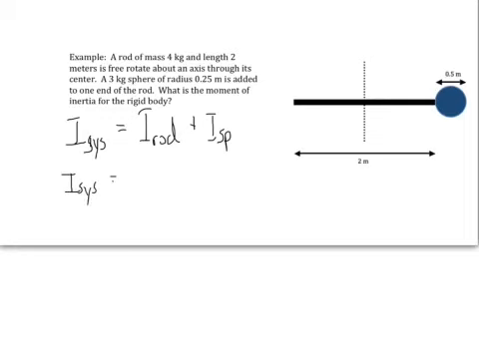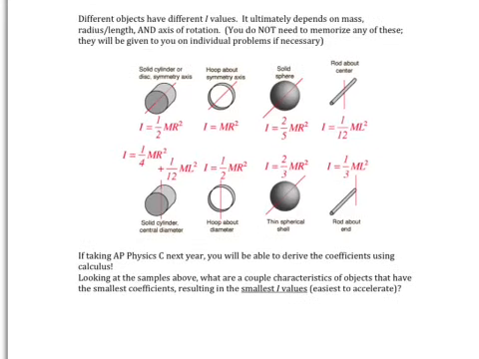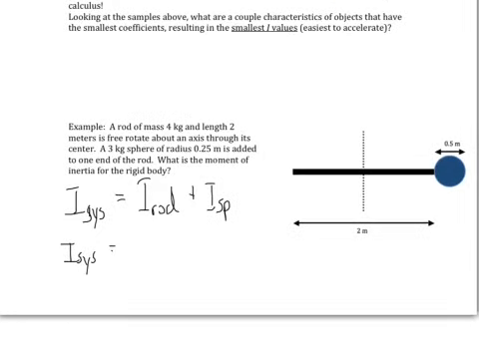So the moment of inertia for the system is equal to the moment of inertia for the rod. Now we have to go back to our chart and see what the moment of inertia is for a rod rotating about its center of mass. Rod about center of mass, that's 1/12 ML squared. So we scroll back down to the problem and plug in those values. We get 1/12 times the mass of the rod, 4 kilograms, times its total length squared, so 2 squared. That's the moment of inertia for the rod.